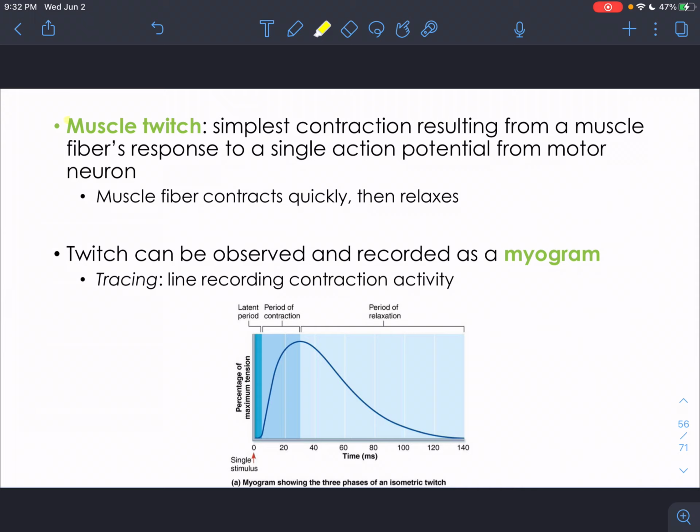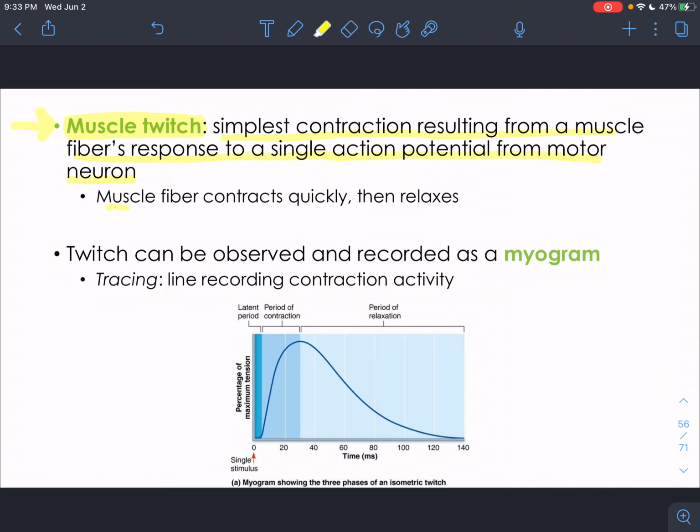We can measure this by looking at a muscle twitch. Normally in lab you would do an activity where you can see this, but since the lab's online, you'll just be looking at examples of this. A muscle twitch is the simplest contraction resulting from a muscle fiber's response to a single action potential from a motor neuron. If we're measuring the contraction and relaxation of a muscle on a gross level, so not looking microscopically at the Z lines moving together, but looking at the whole muscle and the force that it's contracting, that's looking at the muscle twitch.